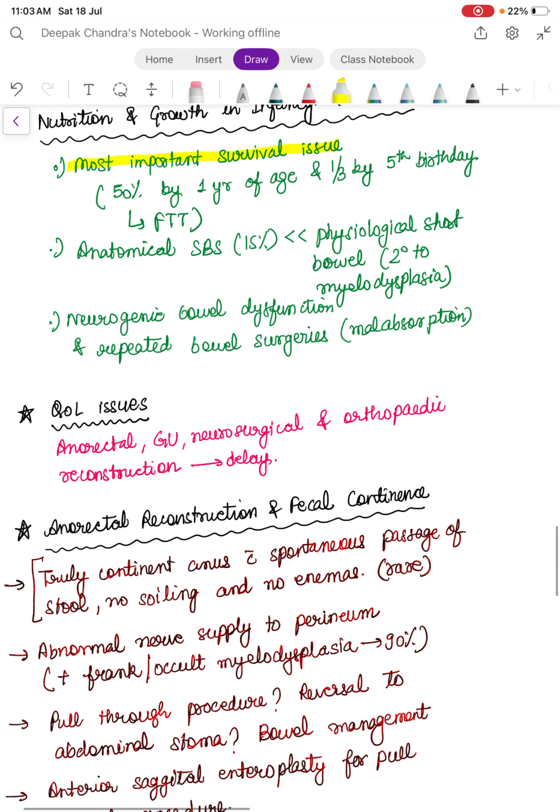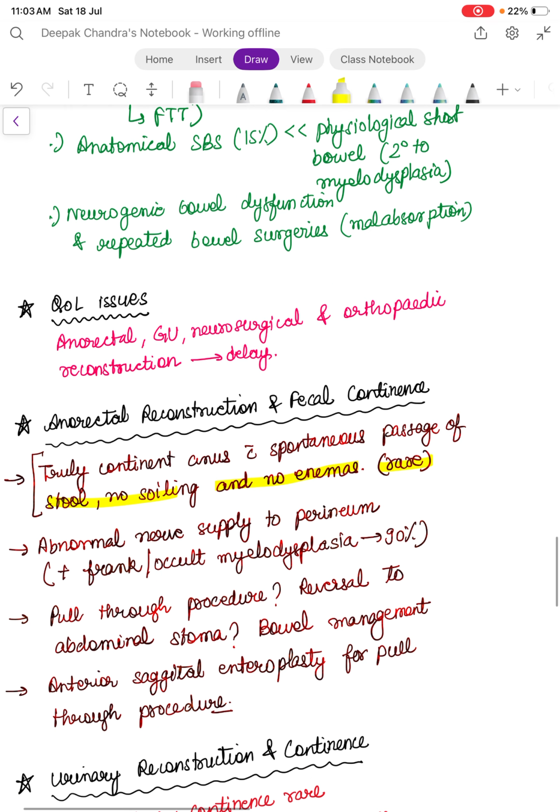Then the anorectal reconstruction and fecal continence. As I've already discussed, true continence is very rare and is usually seen in those children where an anus is already present. So a truly continent anus with spontaneous passage of stool, no soiling and no enemas is rare. An abnormal nerve supply to the perineum or some form of associated frank or occult myelodysplasia is seen in around 90% of the neonates. That's why these children have a problem with fecal continence.